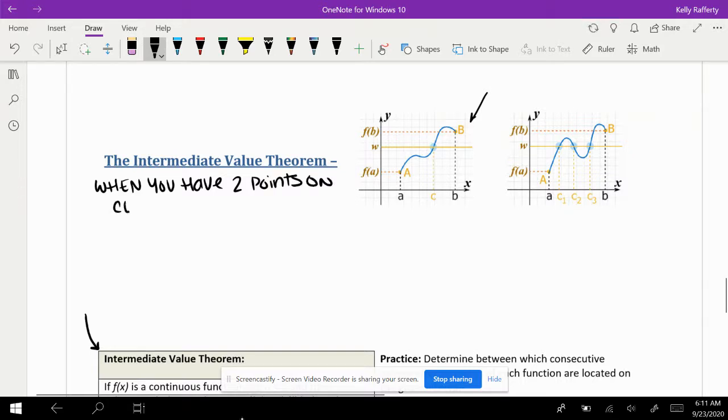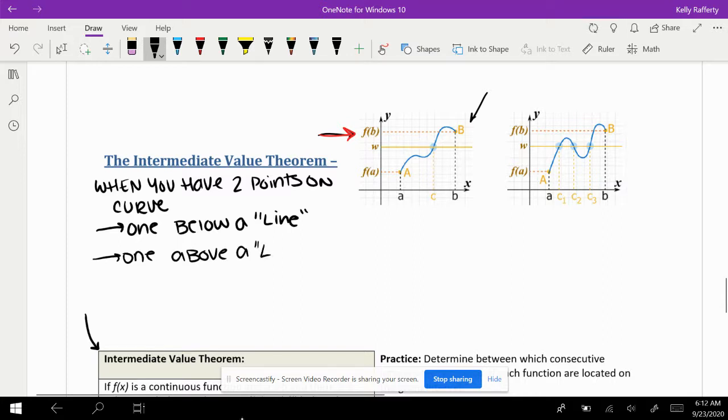when you have 2 points on a curve, and there's one below a line, and I'm going to put line in quotes because it could really just be a value that we're thinking of. So they picked this f of b up here as one value, and then one above a value or a line. So really, f of b should have been my above. F of a would be the value that I chose below.